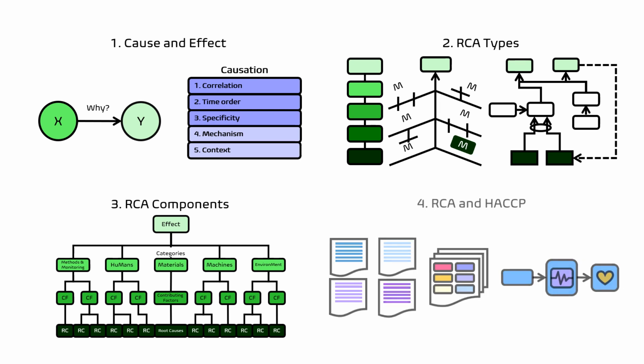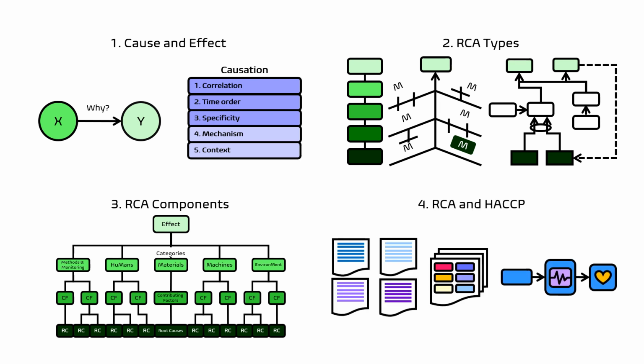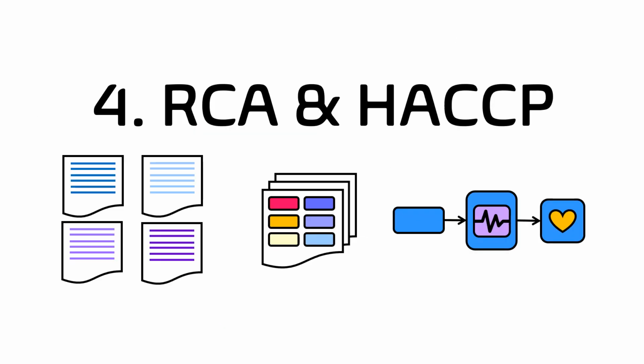This video is the fourth of a series intended to explain the fundamentals and use of root cause analysis in food safety management, specifically the HACCP system. The main idea is to explore the elements of hazard analysis and critical control points, or HACCP, where principles of root cause analysis, or RCA, can be applied.